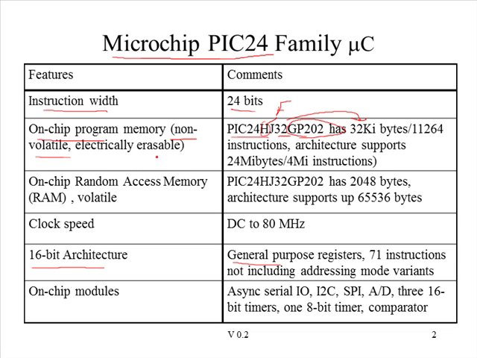All microcontrollers generally have on-chip random access memory for storing variables. This memory is volatile, which means that whenever you turn off power, its contents go away. This particular chip has 2048 bytes of random access memory. The clock speed on this processor can go up to 80 megahertz. I've already mentioned this is a 16-bit architecture. It contains many registers inside of it, and it has 71 instructions total, which does not include any addressing mode variants. It also has many on-chip modules that we'll talk about as the course progresses.